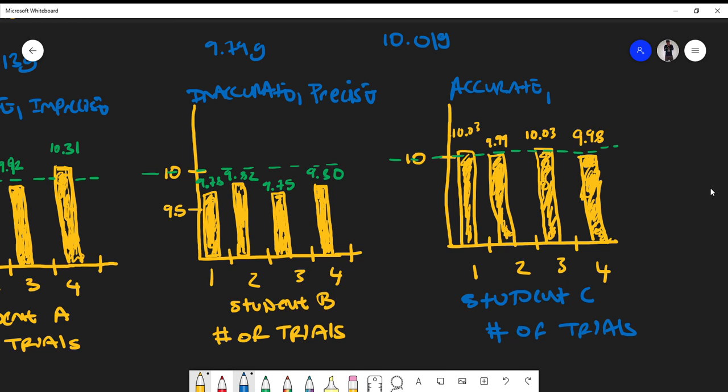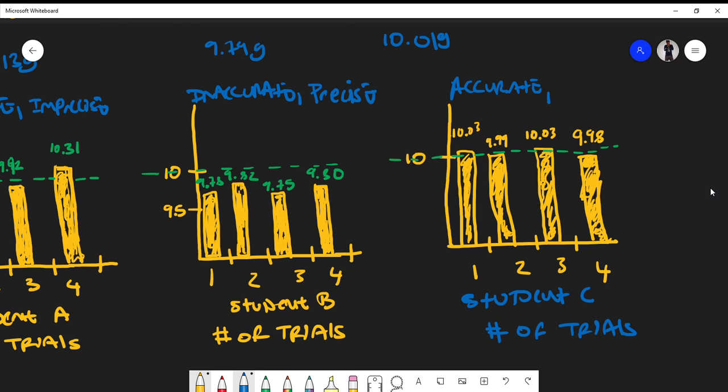Well, remember, with accuracy we're comparing to a true value. Before going into the lab, we know that the true mass of the lead block is 10 grams. Now look at our measurements. In the first trial, he hits about 10.03. That's not really far off from the true value. The second measurement is about 9.99, even closer. The third measurement is about 10.03 again, still not far off from the true value. And the fourth measurement is about 9.98, just a little bit off from the true value. So we'll say this is really accurate.